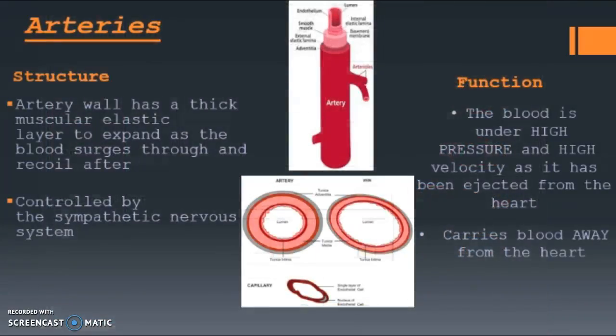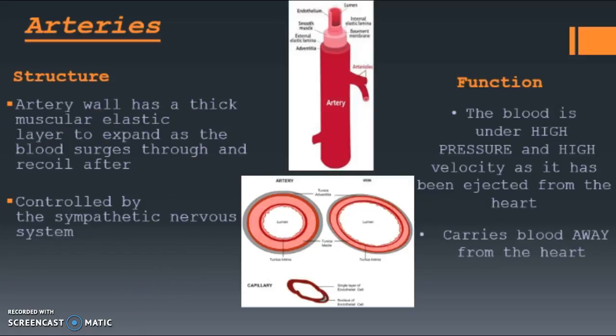So here we just have an overview of each blood vessel. So here we talk about the arteries and their structure and their function. So the structure of the arteries is that they have a thick muscular elastic layer, and this expands as the blood surges through them and recoils after.